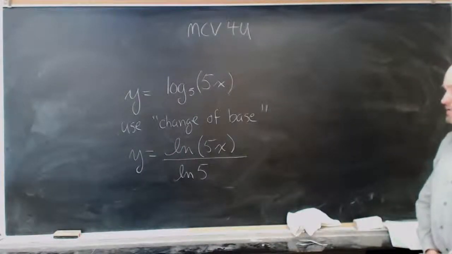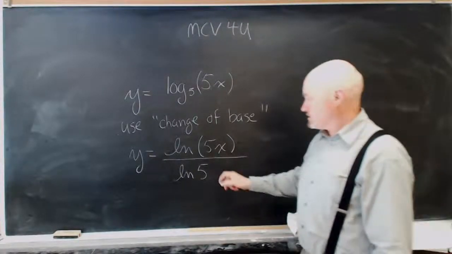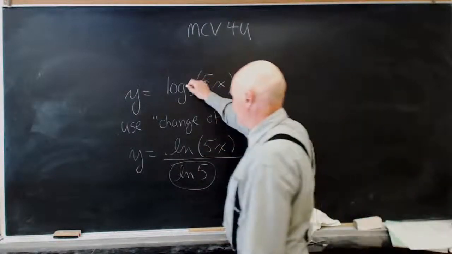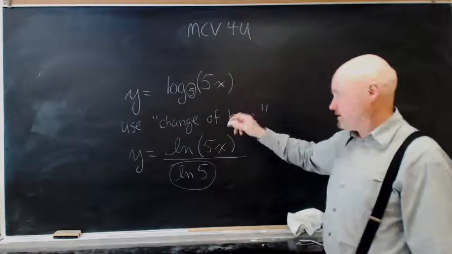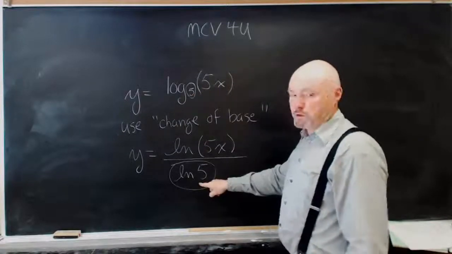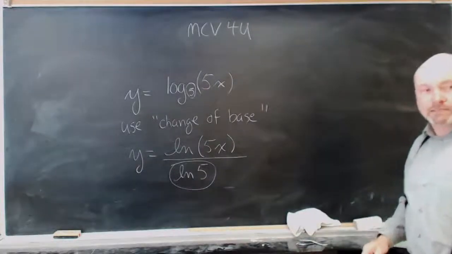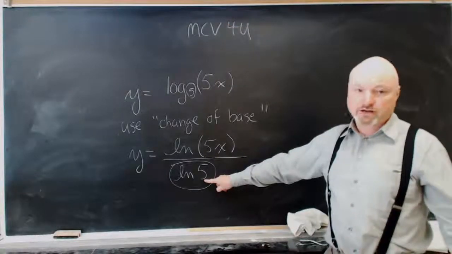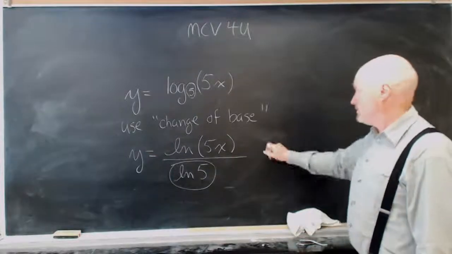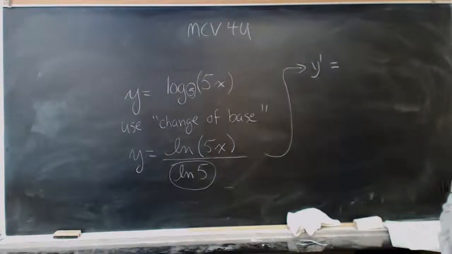So I can convert this into a natural log function. The only thing that's a little bit different is I have to divide by the natural log of the base. Unfortunately, we've got a couple of 5s in here that make it a little hard to understand. But because that's log base 5, we're dividing by the natural log of 5. Natural log of 5 is just a constant. It's a number, just like if that was a 2 or whatever. Okay. Let's do the derivative.